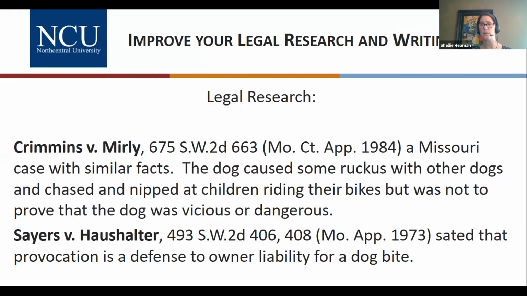So both these cases are appellate decisions. So they are both primary law and binding on Missouri courts.